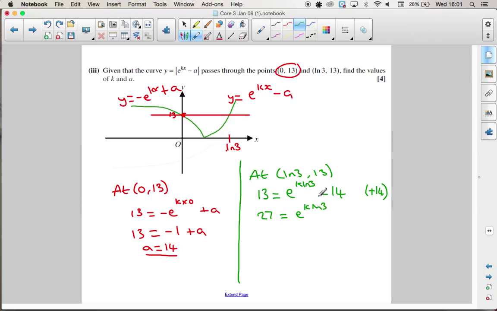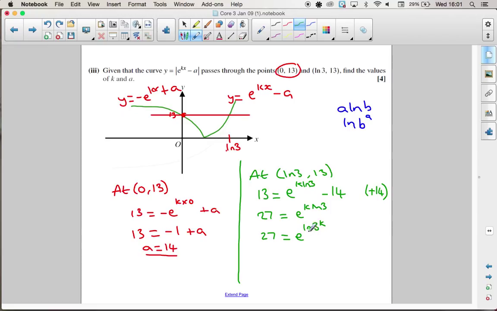The next thing I need to do is remember a little log rule, and the log rule that I need to remember is that a ln b is the same as ln b to the a. I can bring this coefficient up as a power of b. So I'm going to do that with k ln 3. I'm going to turn that into e to the ln 3 to the k.